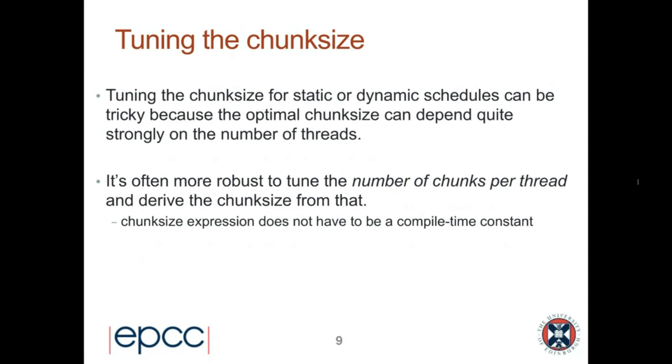It turns out it's often more robust, instead of tuning the chunk size, to tune the number of chunks per thread. That's the parameter we're going to tune, and then we can compute the chunk size from that at runtime when we actually know the number of threads we're going to have. We can do this because the chunk size expression in the schedule clause doesn't have to be a compile time constant. It can be an expression, so it can be a variable, for example. So that's a more robust way to tune your load imbalanced loops: try to fix the number of chunks per thread rather than the chunk size itself.